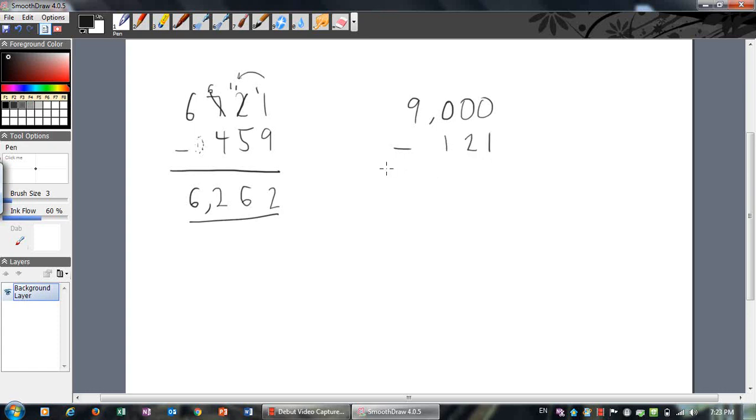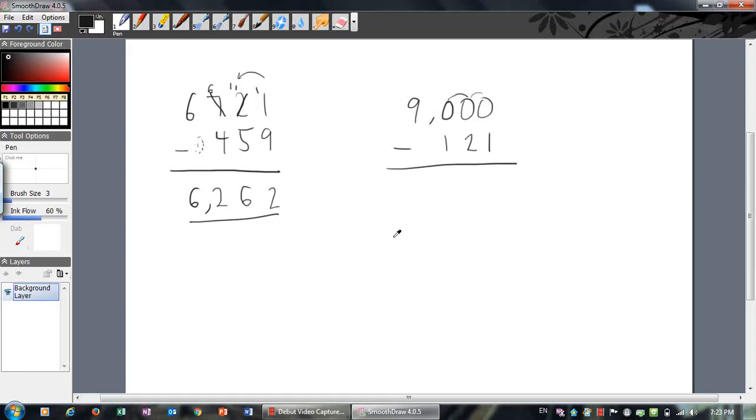9,000 minus 121. Let's do this one very, very quickly. 0 minus 1. We can't do it. That's annoying. So we go next door. But there's 0 there. We can't borrow anything from there. So we go again. There's 0 there, we can't borrow anything again, so we go next door. Alright, now we've got some stuff here that we can borrow.